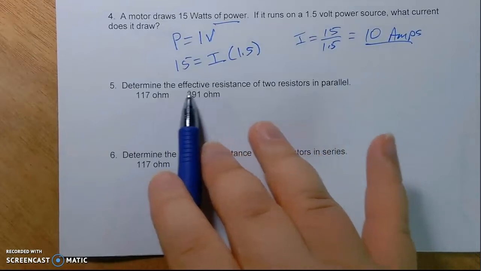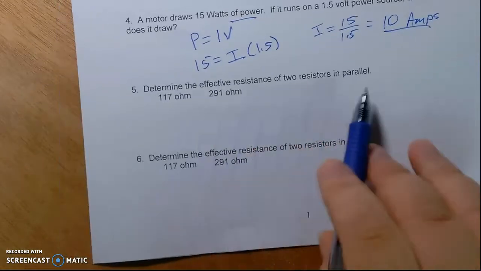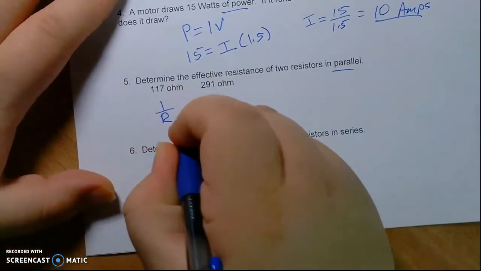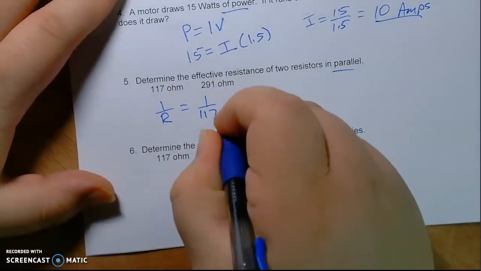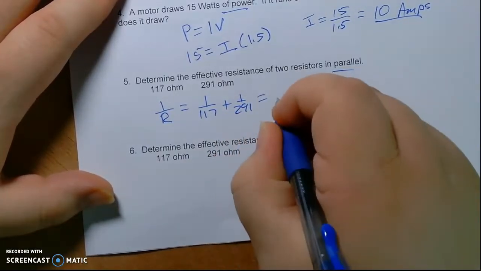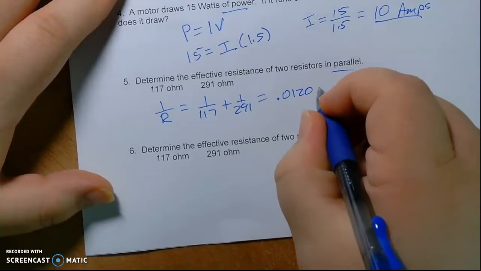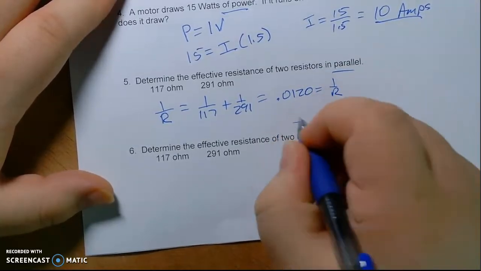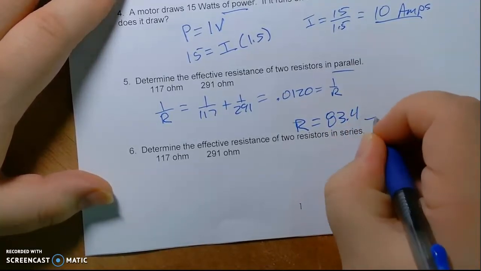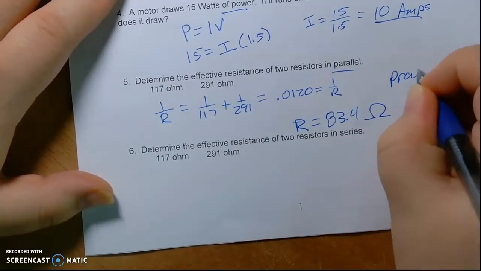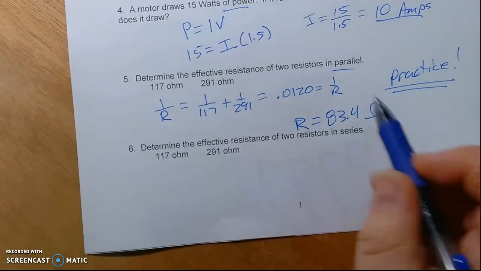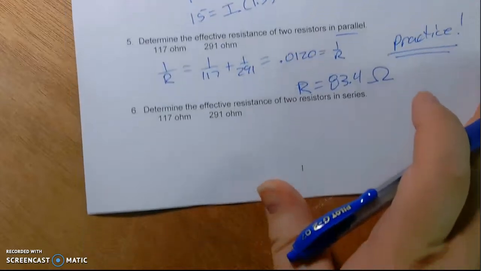Determine the effective resistance of two resistors in parallel. Parallel, that's the reciprocal one. So 1 over R equals 1 over 117 plus 1 over 291, which comes out to be 0.0120. Remember that as 1 over R, so we have to take the reciprocal. So R equals 83.4. Now, you need to practice this. A lot of y'all are missing this on your quiz, so make sure you practice that math. Use your calculator.